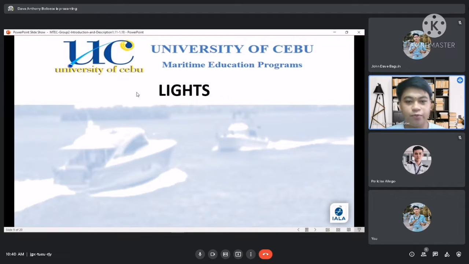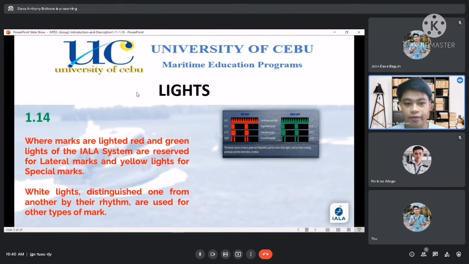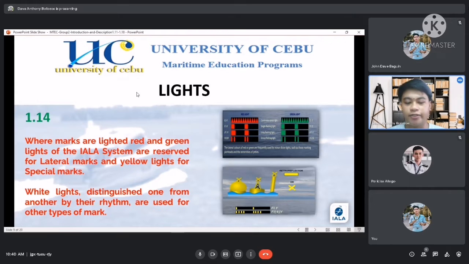So let us move on with the lights. 1.14. Where marks are lighted, red and green lights for the Ayala system are reserved for lateral marks, and yellow lights for special marks. White lights, distinguished one from another by their rhythm, are used for other types of marks.